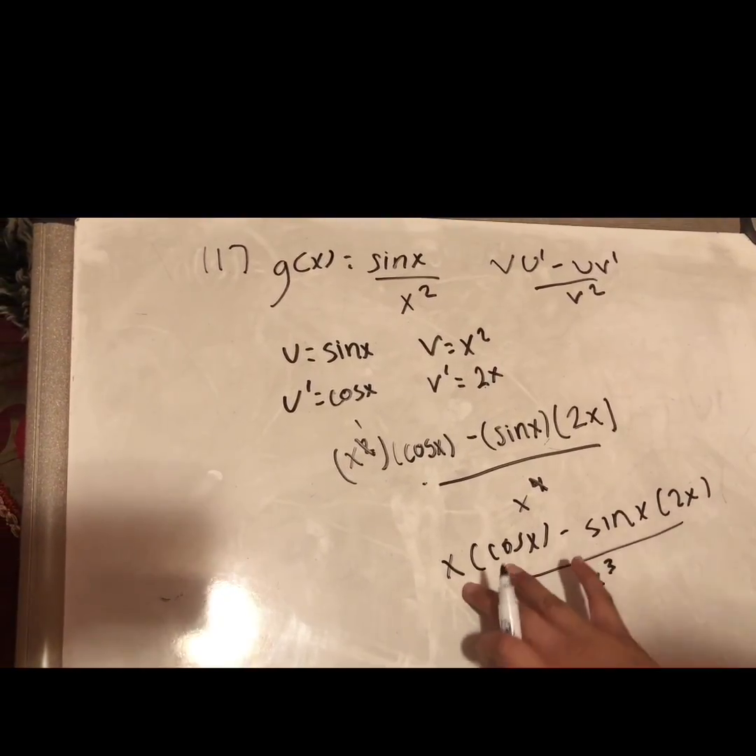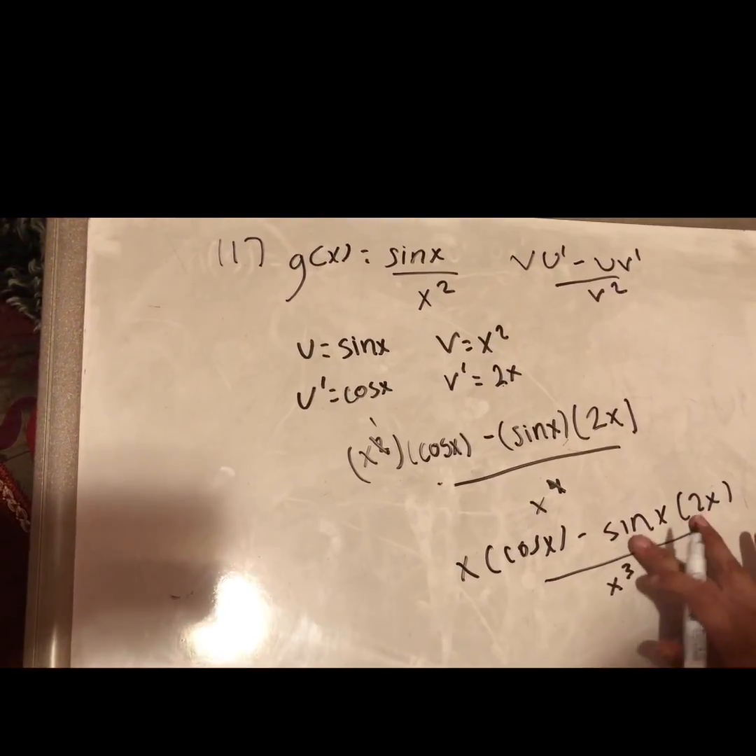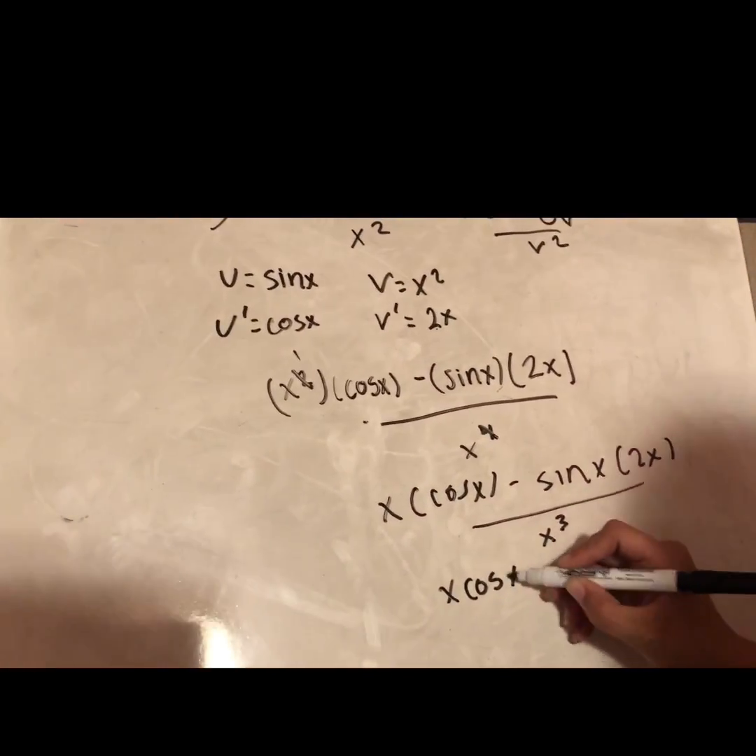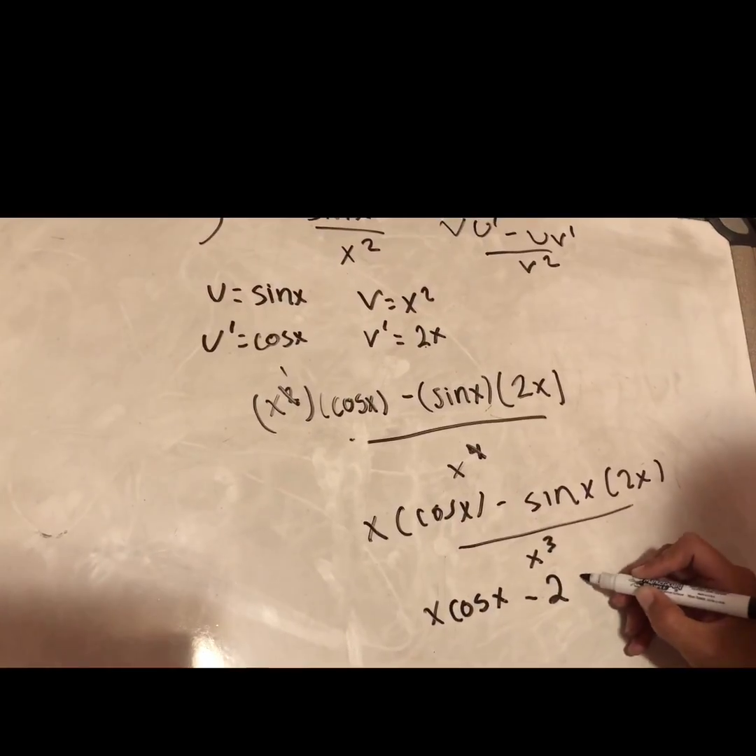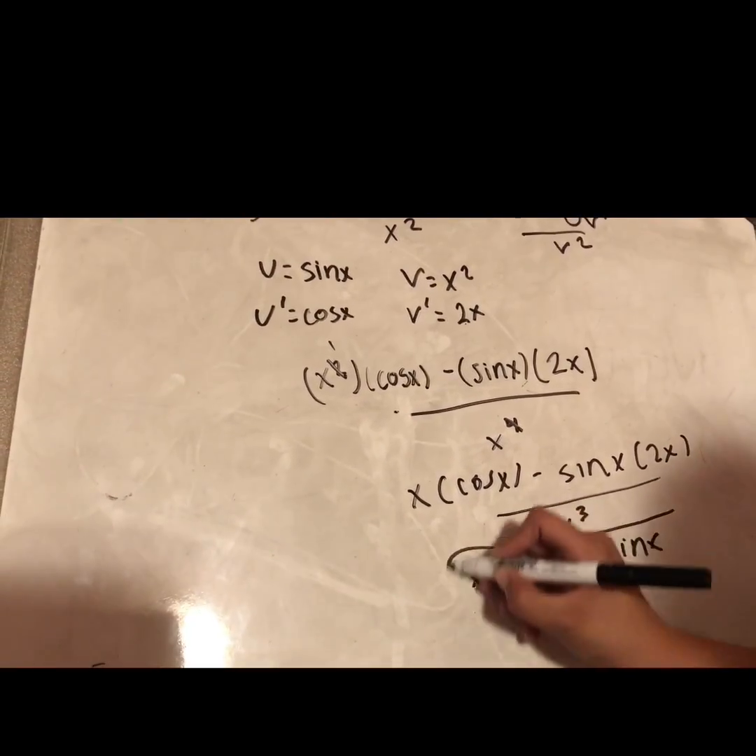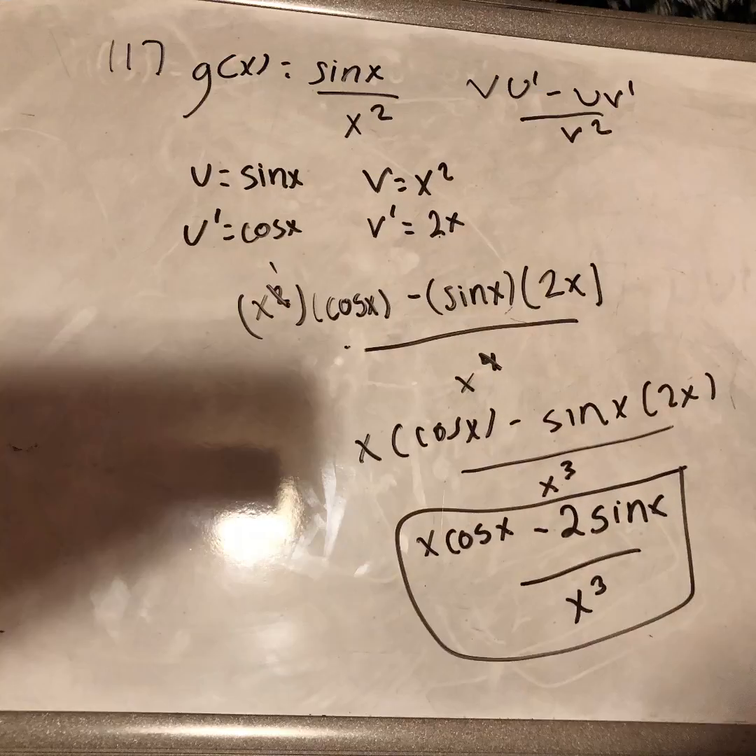So now you would combine this. This is already done with, so it would be x cosine x minus 2 sine x all over x cubed, and that would be your answer.